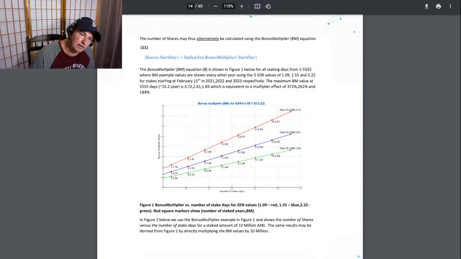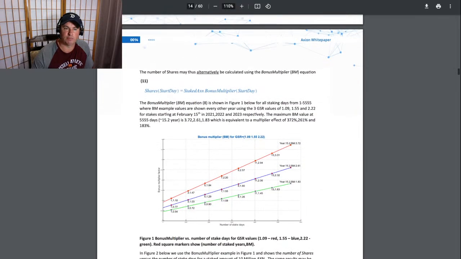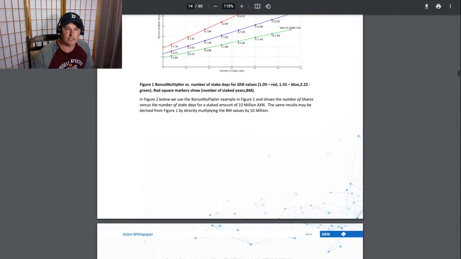We've got the number of stake days, and we've got the multiplier here, and it just shows you that obviously the longer that you stake, the higher the multiplier is, and that's what you want. So basically that's how it works with longer pays better. So pretty neat.